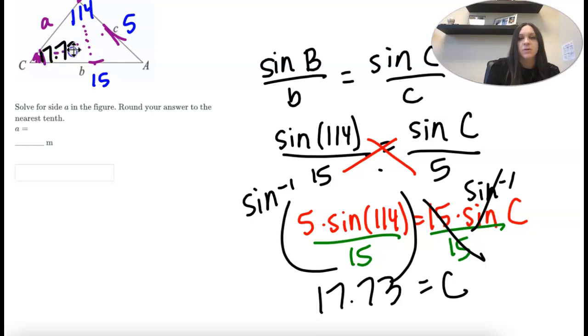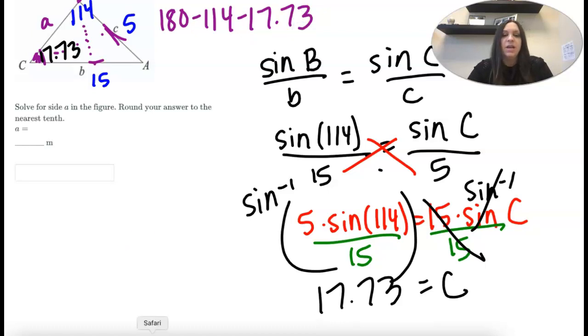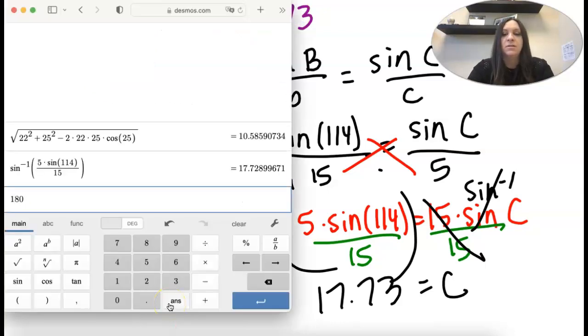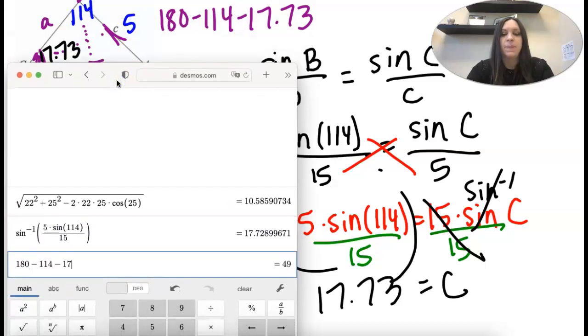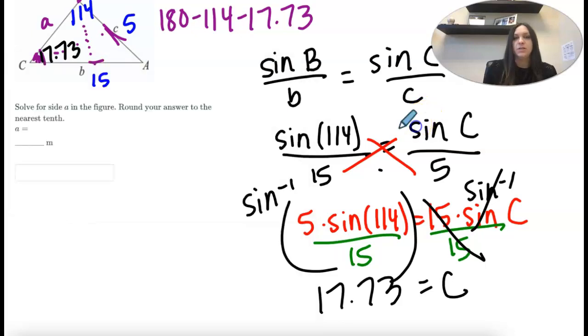So we still have a little bit of work to do. We're going to use our property that we know there's 180 degrees in a triangle. So I'm going to find angle A. It's 48.27.